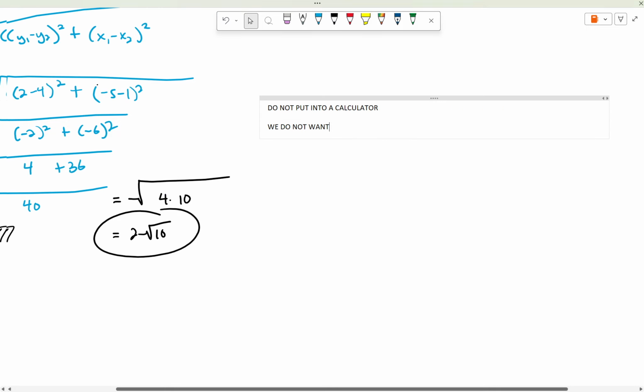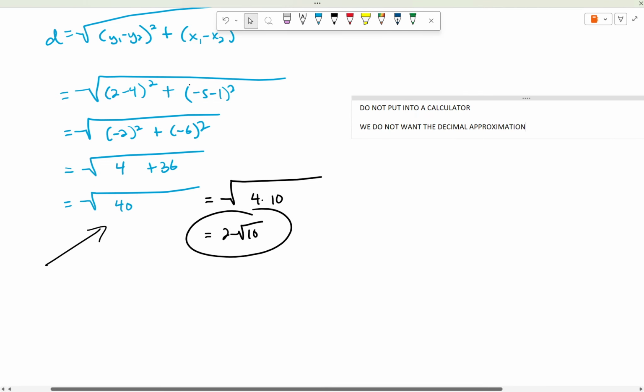We do not want the decimal approximation. Okay? I don't want you guys to tell me what rad 40 is, right? 6.23 or whatever it is. I don't really care.